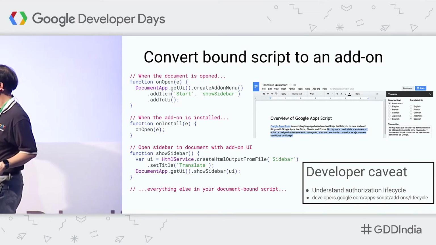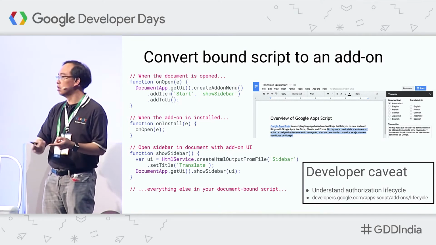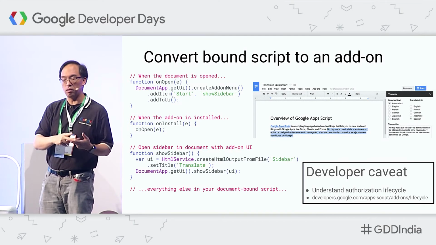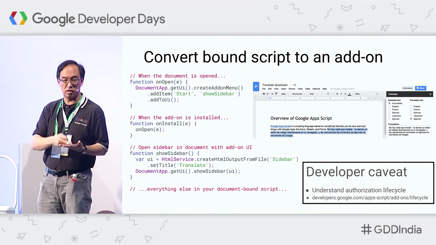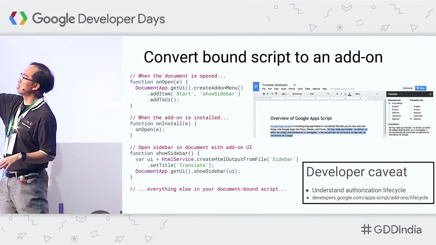So everything else on the bottom there is whatever we had before. All the code I showed you before, the hello world, the Gmail and the Google Maps example, and then creating of slides, those things are part of the document-bound script. All you would do is add these things.